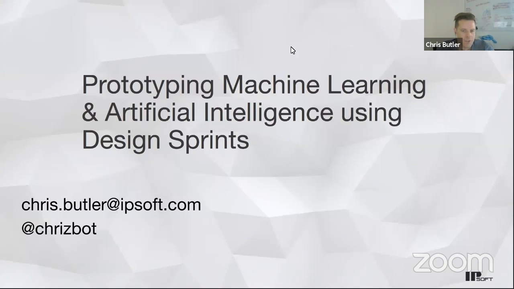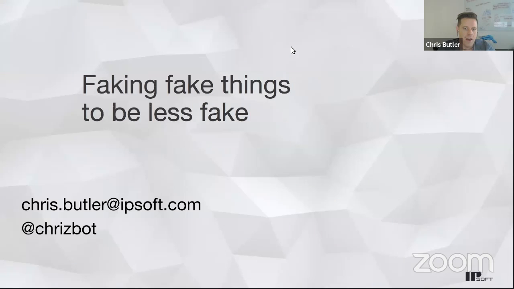When we talk about what is prototyping machine learning and AI, especially when it comes to the user experience side of prototyping, I'm actually not talking about prototyping as far as the models, but how do people actually access these systems in some way? From my perspective, it's really like faking fake things to be less fake, right? So how do we know what's the right thing to build before we actually go and gather all the data, clean it, and then train models, things like that.